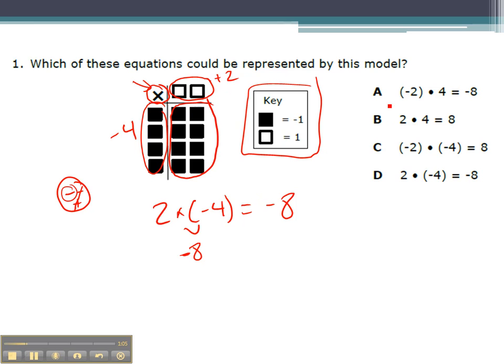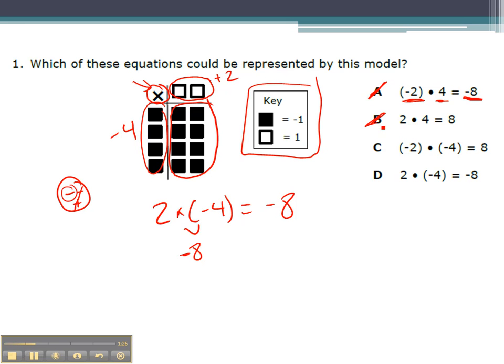So let's look at these 4 equations until we find the one that matches. Now this one has the right product, but look, here they're multiplying -2 times +4. So even though the product is correct, that equation does not represent that model. That answer choice A is really testing whether you're paying close attention to the key.